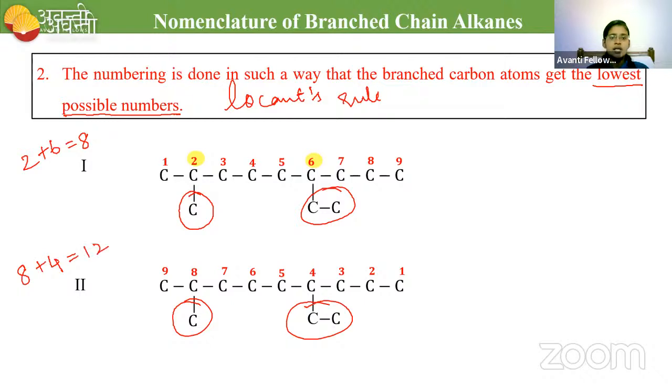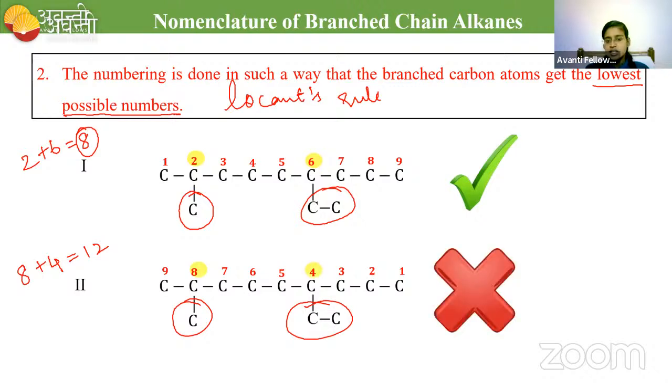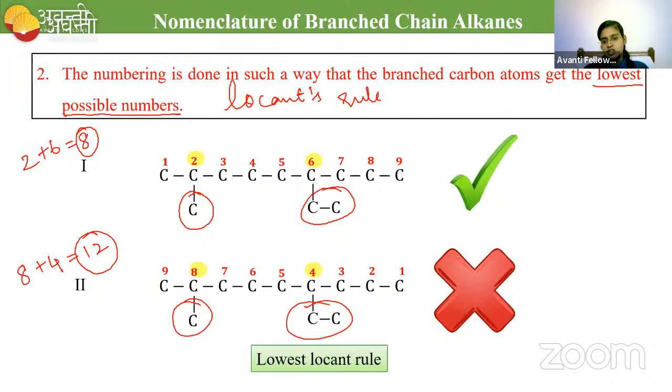So which is the lowest number? 8 is the lowest number. So the correct way of numbering is the first one. The second way is incorrect because it has 8 and 4, giving the number 12, which is larger compared to the first. So it is incorrect. This is called the lowest locant rule.